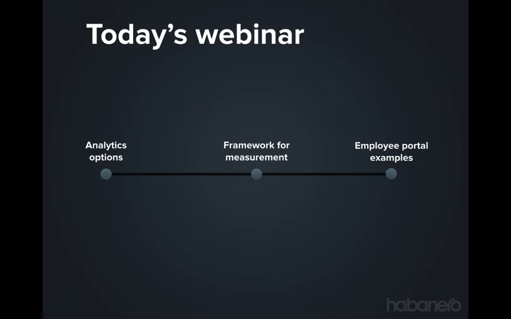And then I'm going to go through a simple framework to start thinking about the right questions to ask in order to focus on the data that matters to you. And then I'll leave you with some inspiration and some examples that you can take away and start looking at your own employee portal and some of those insights that you can derive.